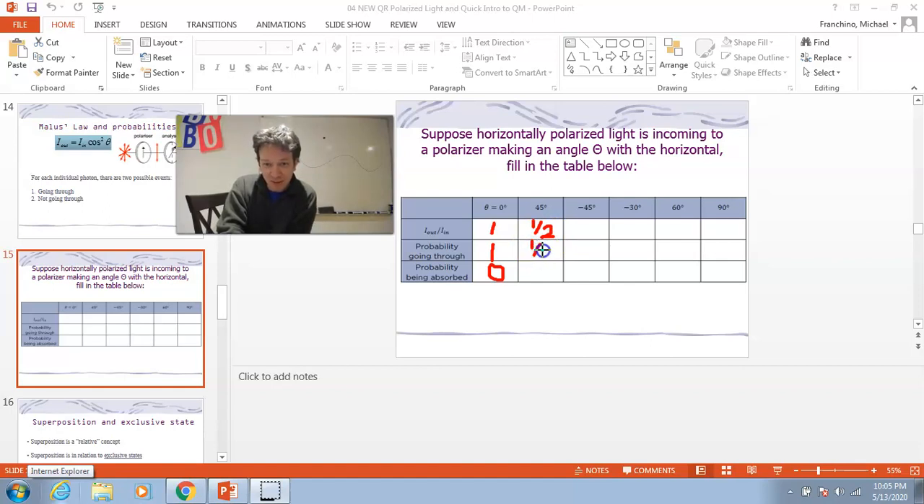And I'm not going to write probabilities as percentages. It's just a value between 0 and 1. Well, 1/2 would be 50%. And therefore, the probability of being absorbed by that polarizer and not going through would also be 50%. And you can continue. I'm not going to write all of this, but I will post my answers so you can see. But certainly try it yourself. This chart is on the back of your handout. For example, minus 45 degrees would be the same probabilities. Minus 30, you would have, well, 3/4. And so the probability of that one photon going through is 75%, and therefore, since probabilities must add up to 1, the probability of being absorbed is 25%.